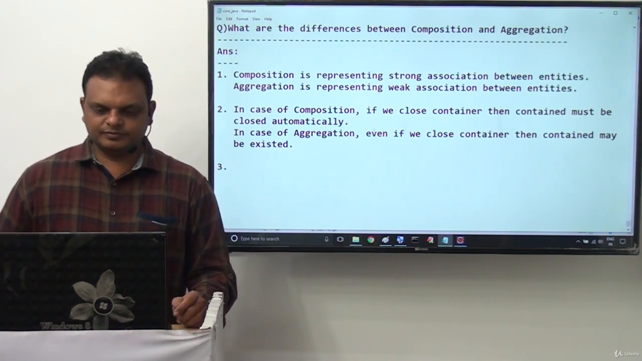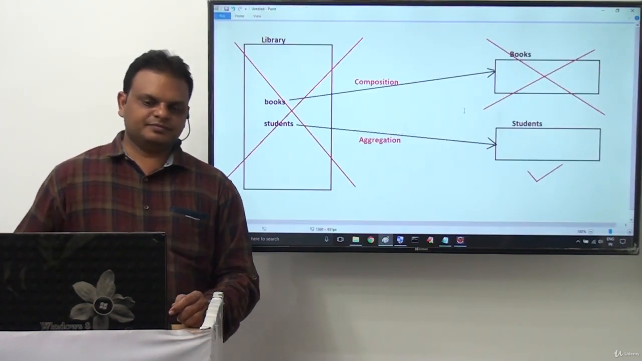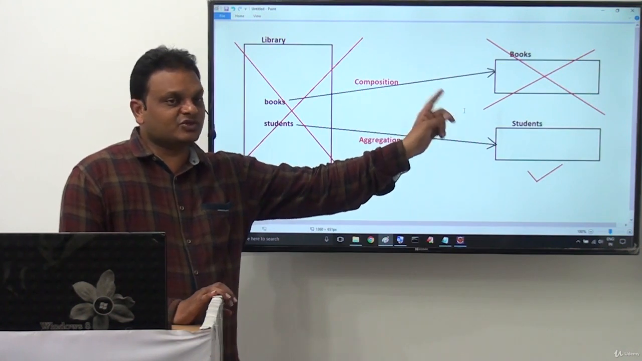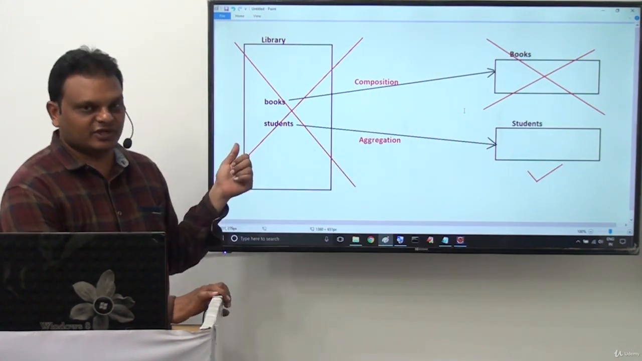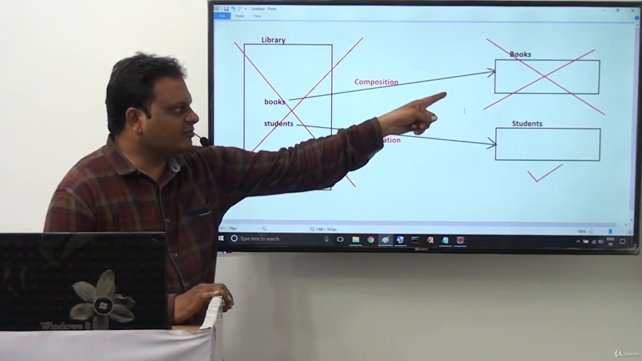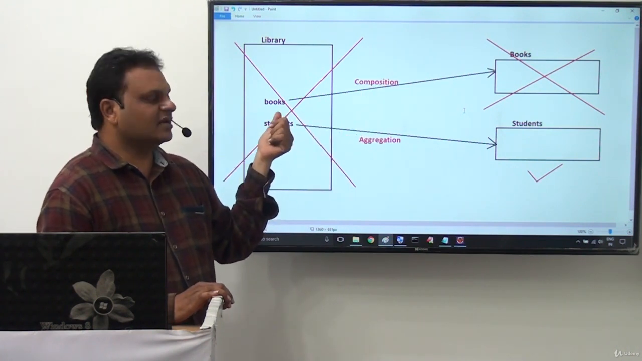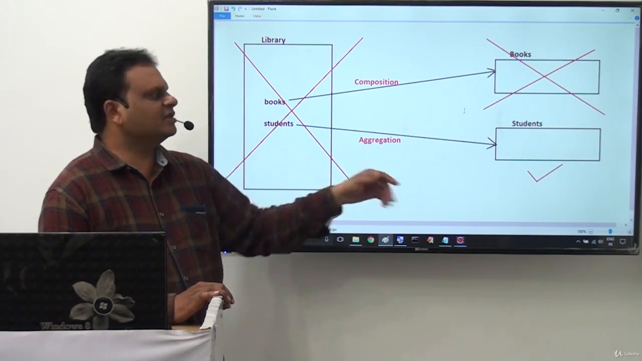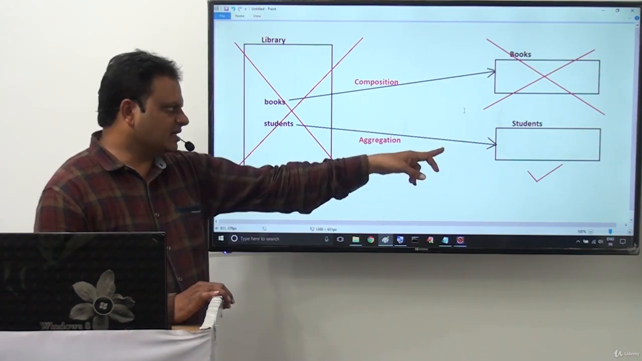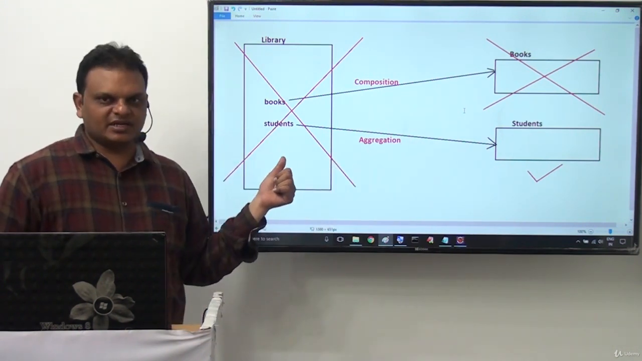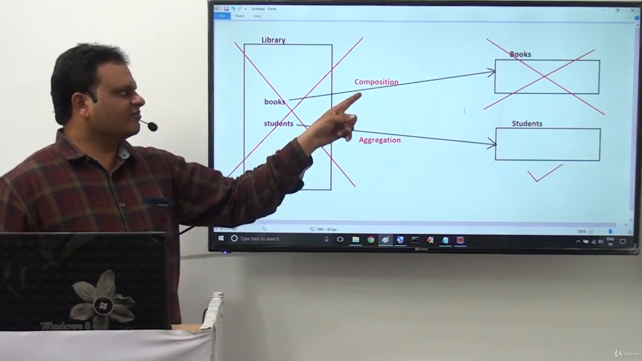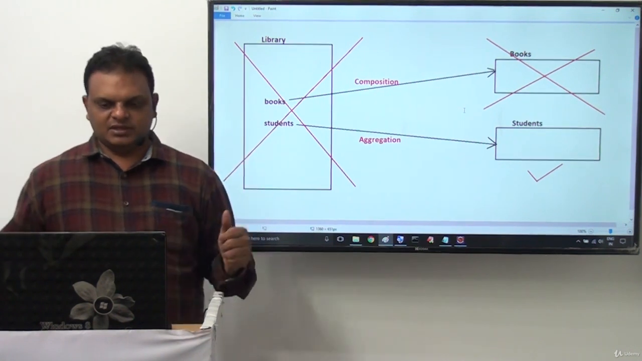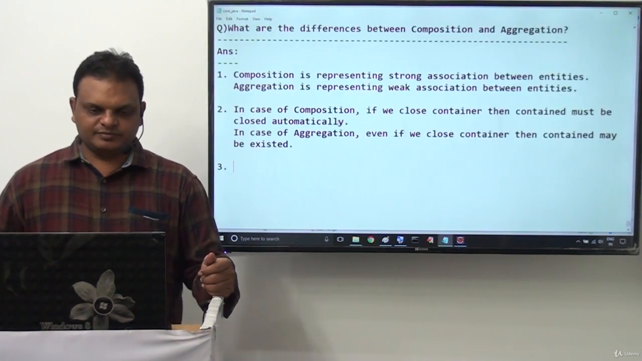Point number 3. If you observe this clearly, in the case of composition, the contained lifecycle is totally depending on which one? The container lifecycle. But in the case of aggregation, the contained lifetime is not depending on the container. But in the case of composition, the contained lifetime is depending on the container. This point also we have to recognize clearly.